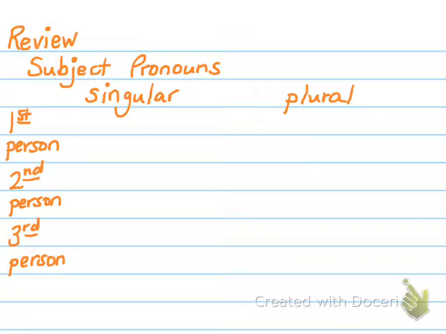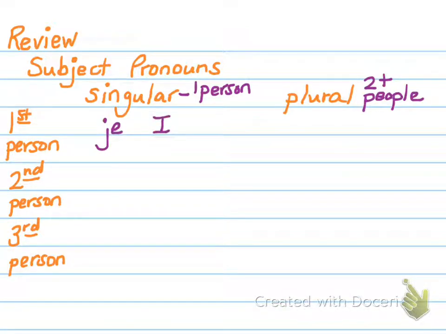So the first thing in this lesson was subject pronouns. These are typically the start of your sentences. And we have singular subject pronouns and plural. Singular means, remember, we're talking about only one person. Plural means we're talking about two or more people, or things actually too. So the first person singular subject pronoun is je in French, which remember means I. The second person singular subject pronoun in French is tu, which means you.